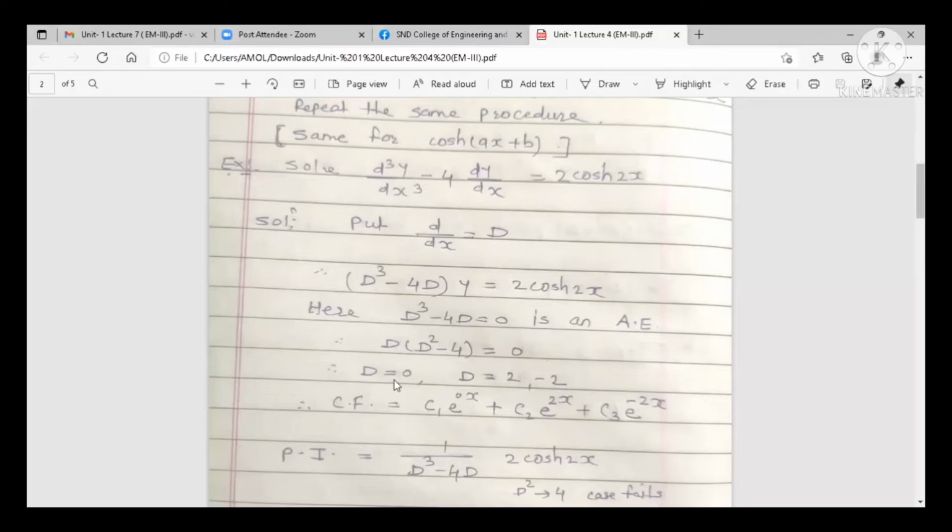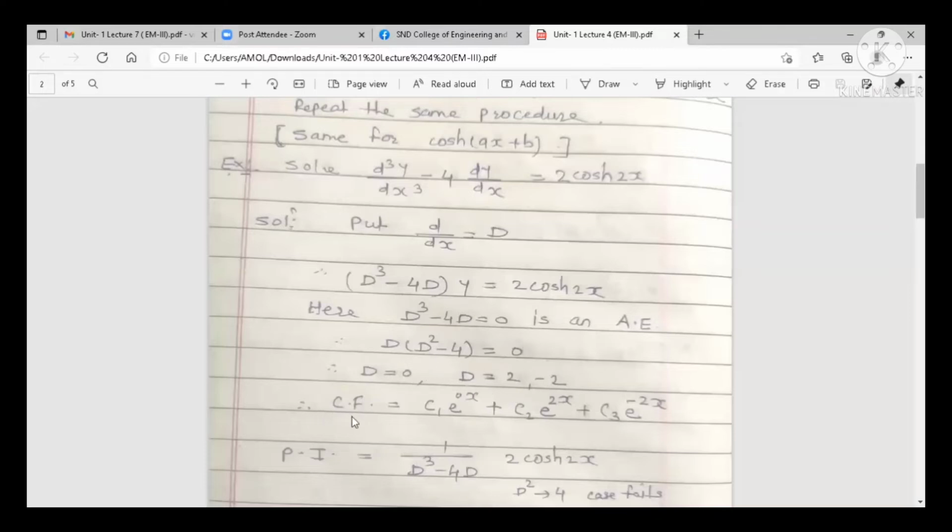So we have D equal to 0, or D² minus 4 equal to 0, meaning we need the factors of this quadratic equation. This equation is in the form of a² minus b², and the roots of a² minus b² equal to 0 are a equal to minus b, plus b. And so the factors are D equal to +2, -2. So in total there are 3 factors: 0, 2, and -2. These 3 factors are real numbers and they are distinct.